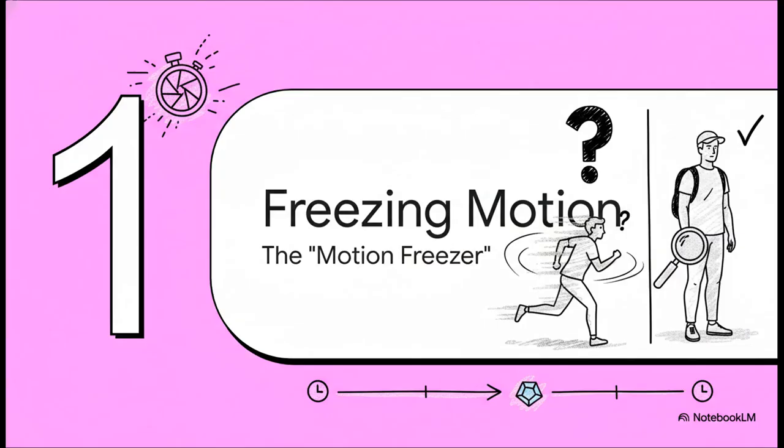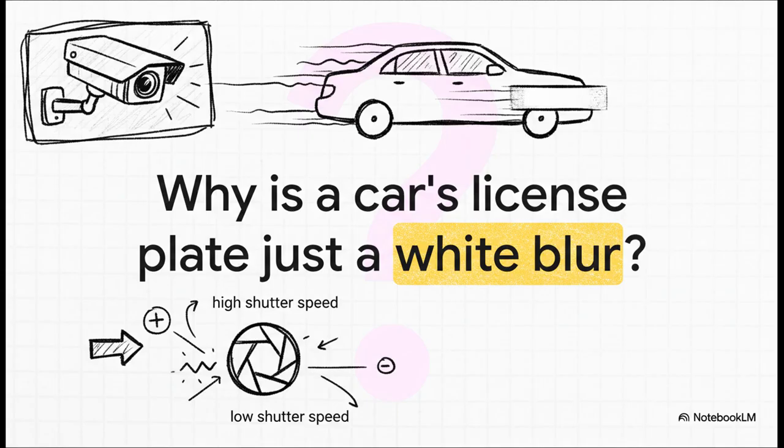Okay, let's dive right into the big one, shutter speed. I like to call this the motion freezer. Seriously, this one setting is the difference between identifying a suspect and just having a vague, frustrating blur. Here it is, the classic problem. A car speeds away, you zoom in on the footage, and the license plate is nothing but an unreadable white streak. So why does this happen?